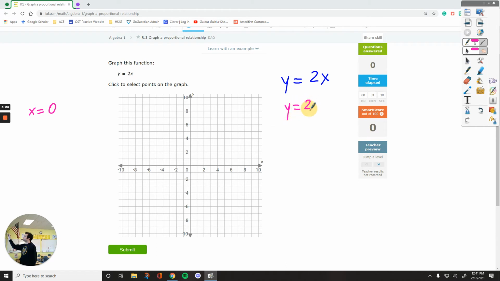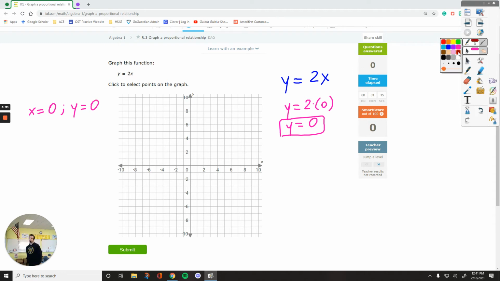Y equals 2 times 0. 2 times 0 is just 0, so y would be equal to 0. So if x equals 0, then y is 0. That's my first point. It says click to select points on the graph. We are going to draw a line. If you want to draw a line, we need only 2 points. Then we are going to connect those points, or IXL is going to connect those points for us.